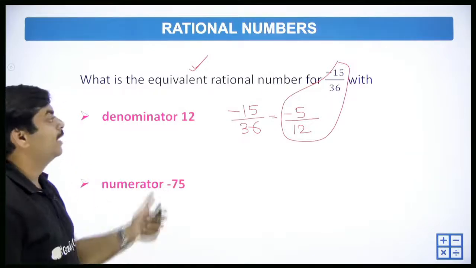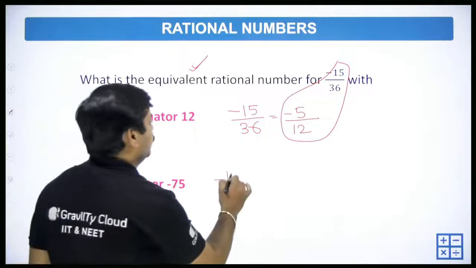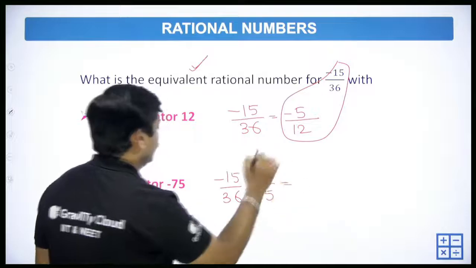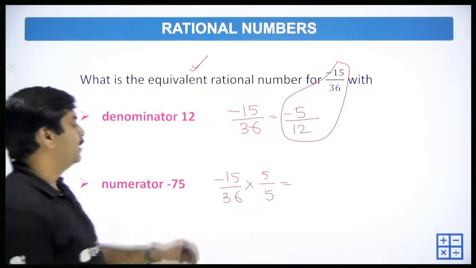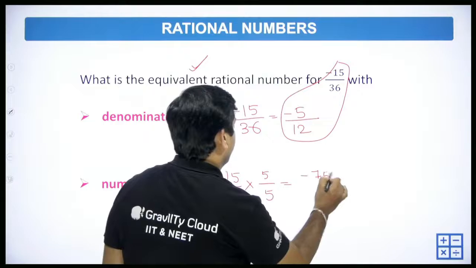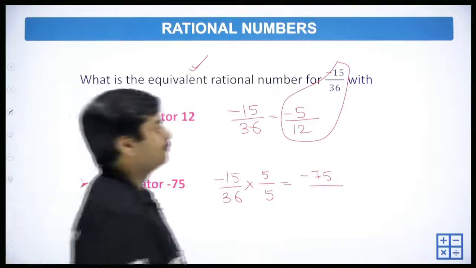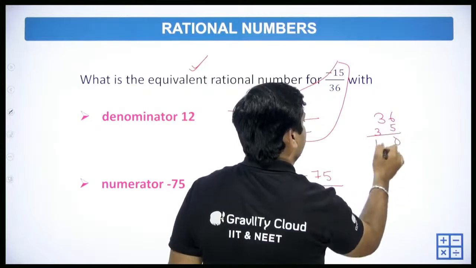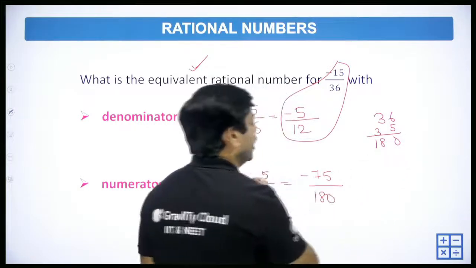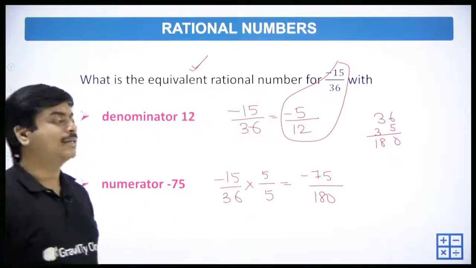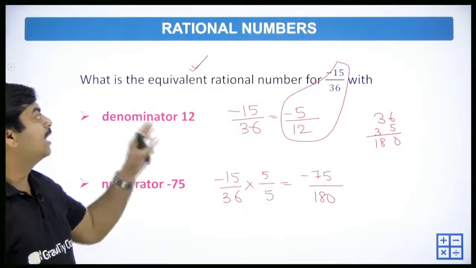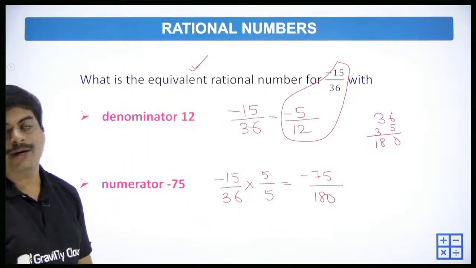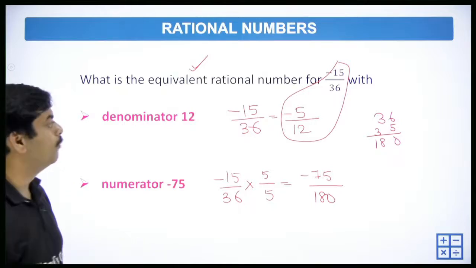The next one, numerator is minus 75. Minus 15 by 36, so multiply by 5 by 5. Minus 15 into 5 is minus 75, by 36 into 5. 6 5s are 30, 5 3s are 15, 16, 17, 18. So minus 75 by 180. So the equivalent rational number for minus 15 by 36 is minus 75 by 180. Okay, so moving ahead for the next question.